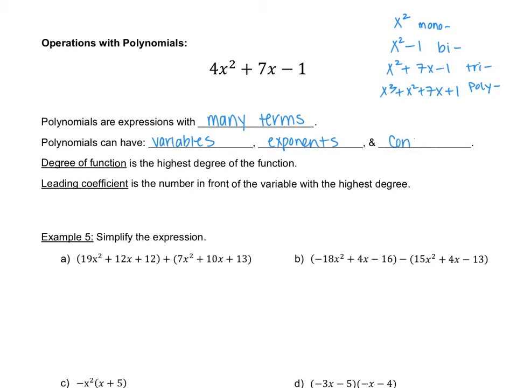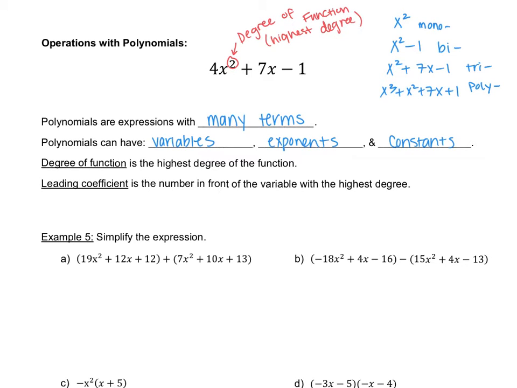They also have constants. So those are just numbers, like 1 here is a constant because it doesn't have an x next to it. Another thing that you'll notice is that polynomials often are written by highest degrees. So this is x to the 2nd power, and then this would be x to the 1st power. So the 2nd power is coming up first. And what we call this is the degree of the function, the highest degree of the function. So the degree of this function has to be a 2. So this is the highest degree, or highest power.